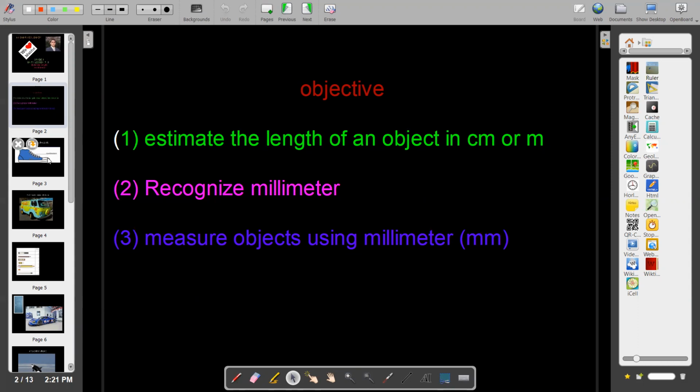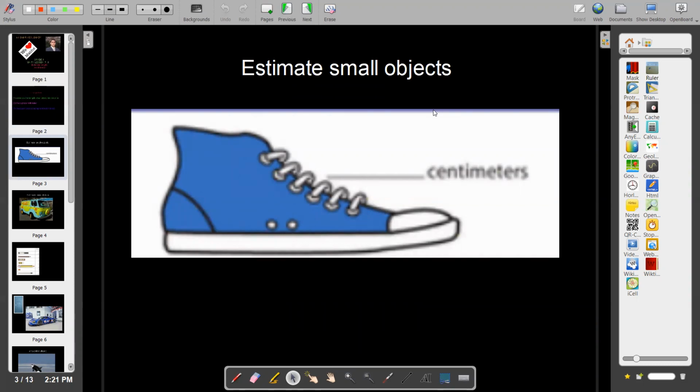Let's start. First, estimate small objects like your shoes. Okay, when I estimate, it means I say the number without measuring. Estimate means I say a number very close to the actual number, the real number, without measuring. Estimate means I say what the length of these shoes is without measuring it. I just look.